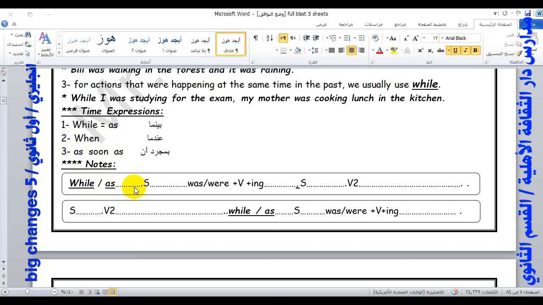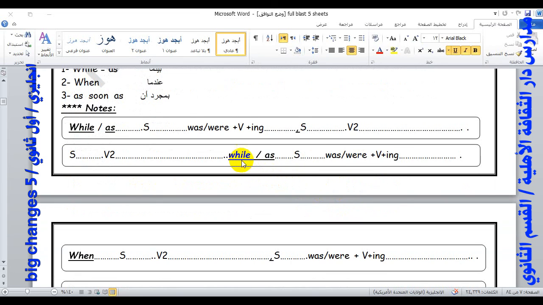While or as followed by a subject followed by the form of the past progressive was or were plus a gerund. This is the first sentence. The second sentence after the comma starts with the subject followed by a past verb. But when while or as come in the middle of the sentence, they should be followed by the past progressive tense.